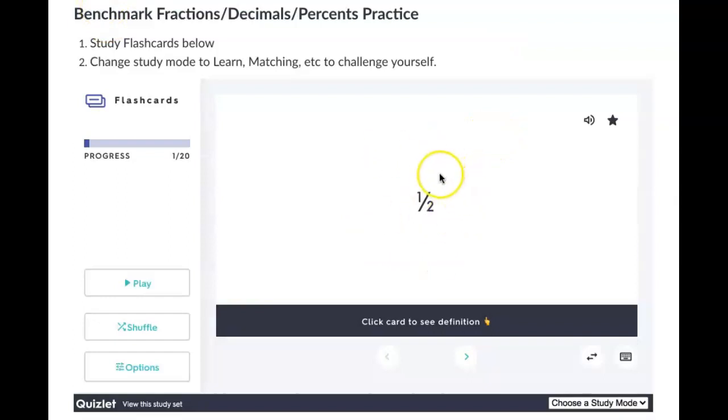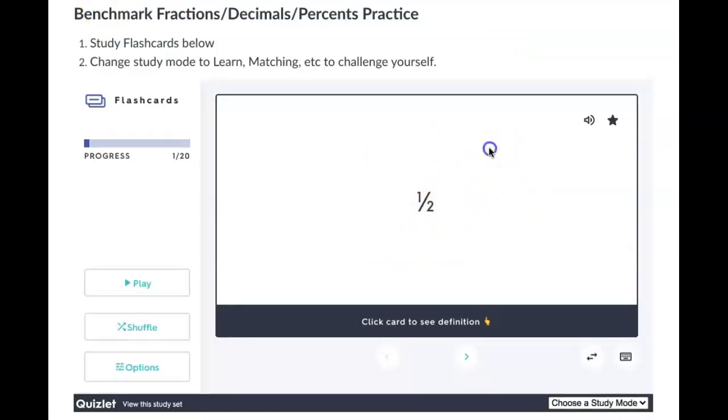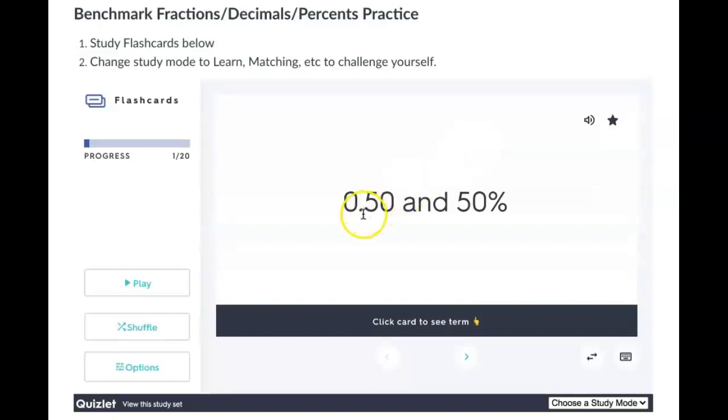Okay, so as we study these flashcards, all we have to do is click on it, and 1/2 is the same as 50 hundredths. That could also be read as 50 cents. If we ignore the 0, it's also 1/2 is equivalent to 5/10. And of course, 1/2 of 100% is 50%.